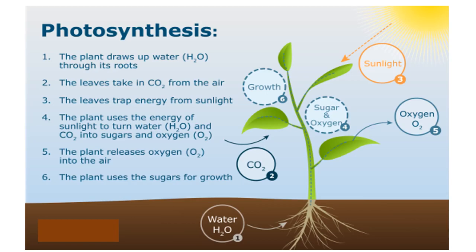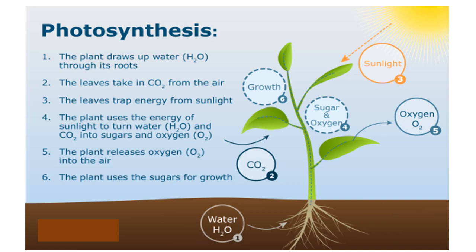Point number 3. The leaves trap energy from sun. It can be easily spotted with the orange circle labeled as sunlight. In the next step, the plant uses the energy of sunlight to turn water, H2O, and carbon dioxide, CO2, into sugars and oxygen, commonly represented as O2.